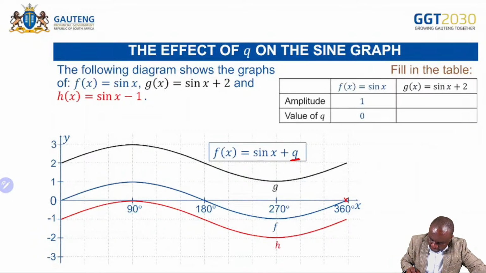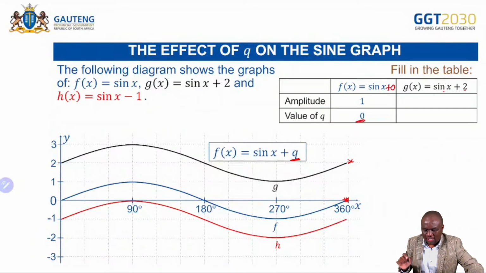our parent graph, and g of x, which is sine x plus 2. For f of x, it's like plus 0. So that's why I'm saying q here is 0. Now, what is the amplitude of g of x, the black graph? What is the value of q for g of x? Can you try to fill in this part and this part in 2 minutes?